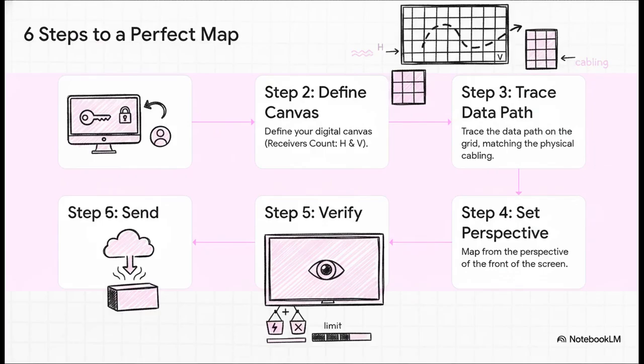You know, the process is actually pretty logical when you break it down. First, you log into your software, whether it's Novastar, ColorLight, whatever. Then you define your canvas. You just tell it how many cabinets you have wide and how many you have tall. Now, here's the most important part. You trace the data path on that digital grid, making it a perfect match for how you cabled it. And always remember to map from the perspective of the front of the screen, as if you're in the audience. Finally, you just double-check your data load and send that config file to the hardware.